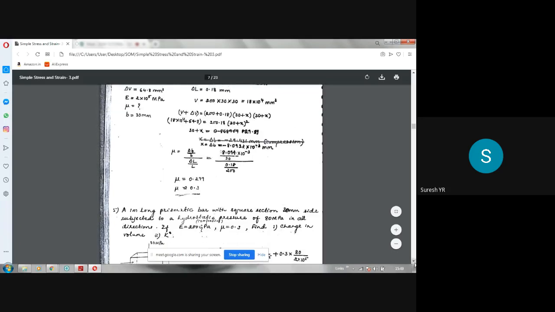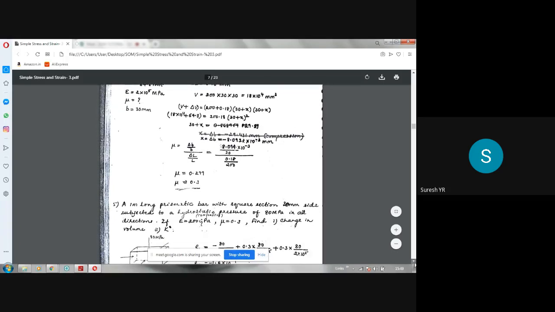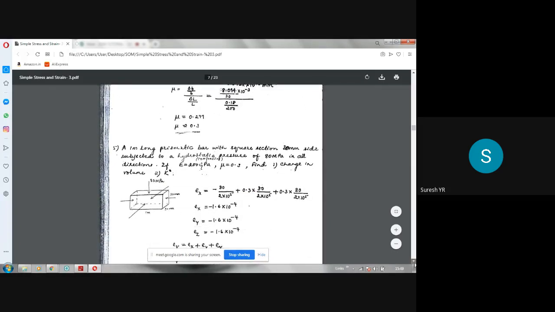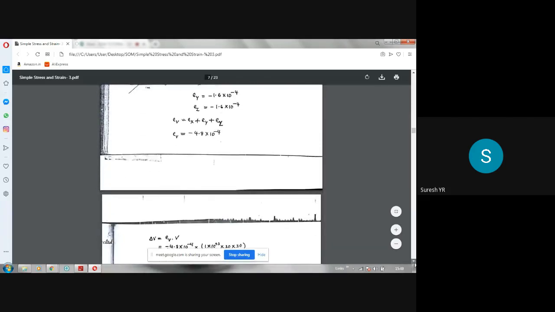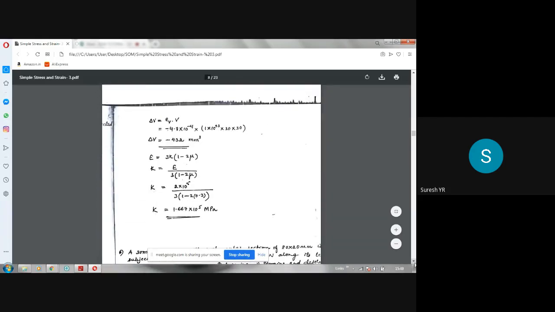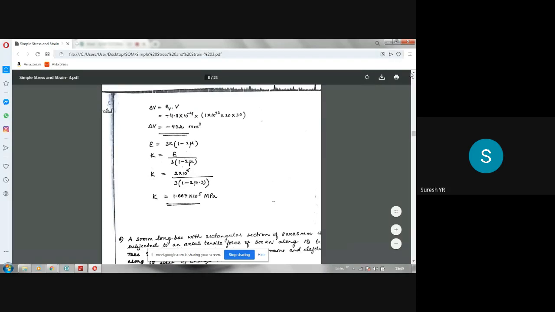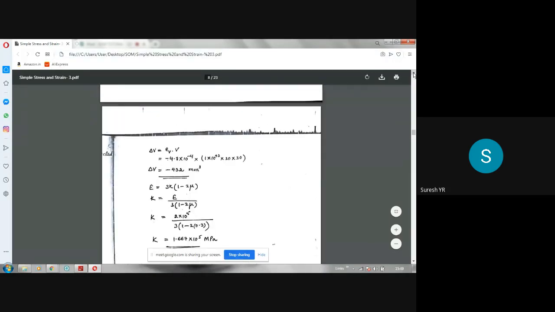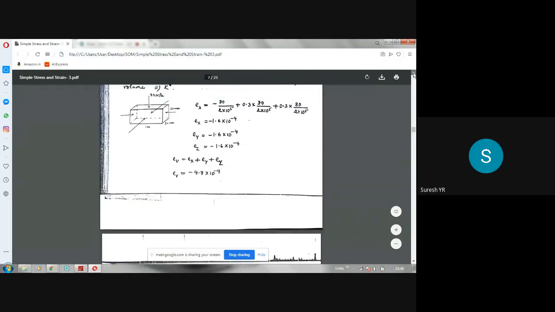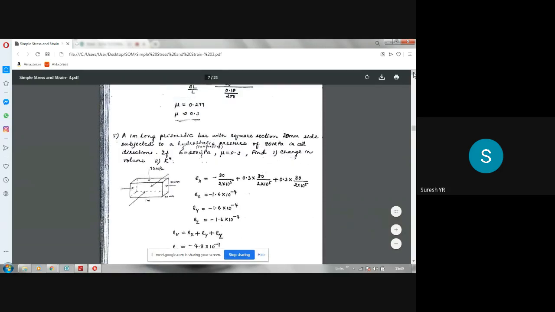So the next problem I leave to you only. I will take the fifth one. The fourth one you try to get it. I think the fifth one also you can do. It is almost generalized Hooke's law we have used for doing this fifth problem. Anyway, it's a pressure only, hydrostatic pressure problem.